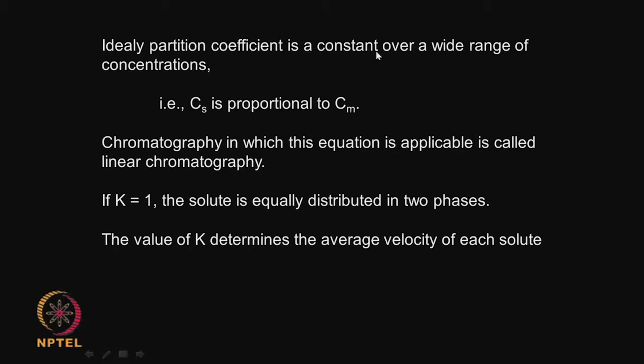See, ideally partition coefficient is a constant over a wide range of concentration. So, irrespective of concentration, partition coefficient should be constant actually. Okay. The value of K determines the average velocity of each solute. Okay. So, if K is very large, what happens? The solute gets more absorbed, I mean more partitioned onto the stationary phase, so it travels very slowly. Okay. K is equal to 1, that means solute is equally distributed in 2 phases, then that is not a good continuous phase material, because you will not achieve any separation.